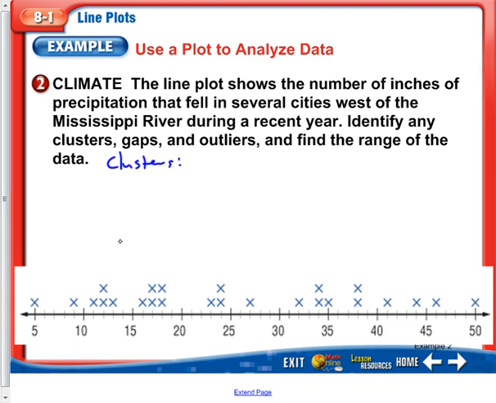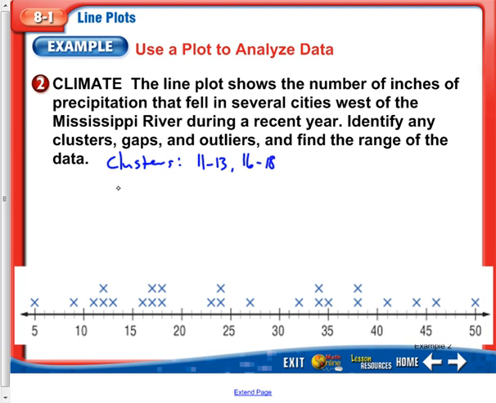All right, so looking at some clusters here, I have a span of 3. I could say 11 to 13. And 16 to 18. And that's about all. I'm not going to just say 2. Twos aren't enough for me to call it a cluster.